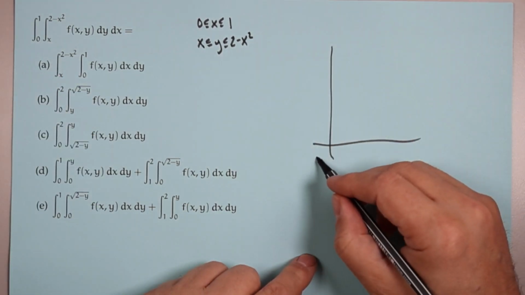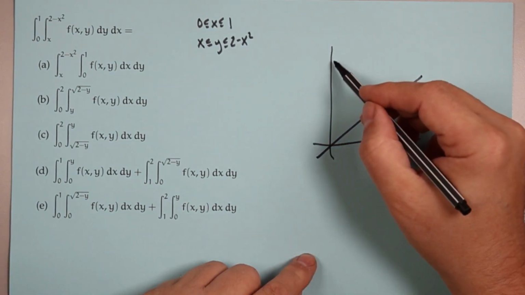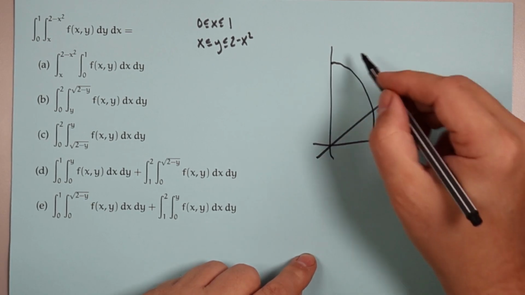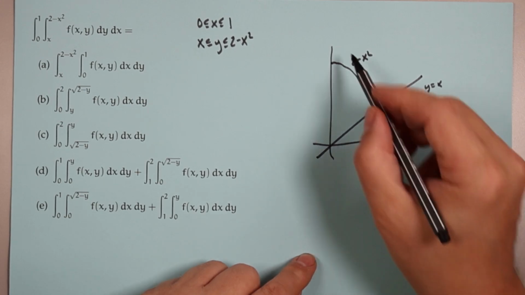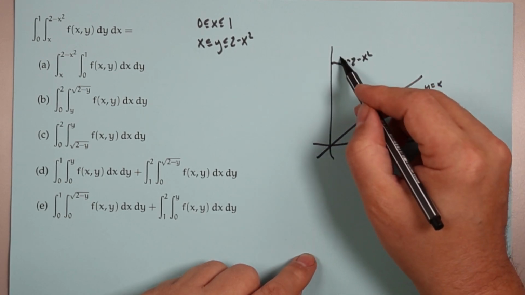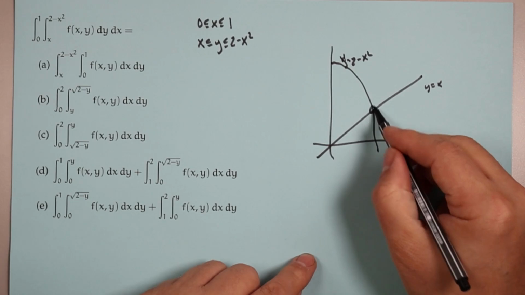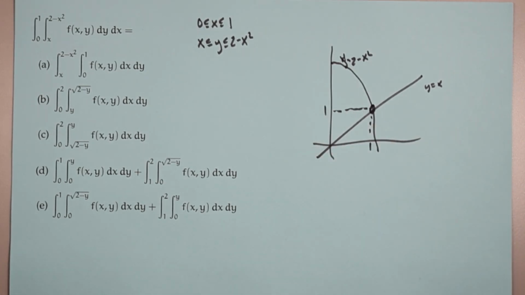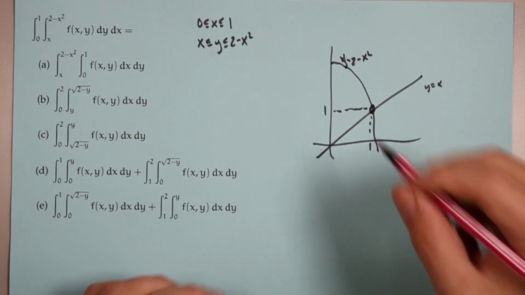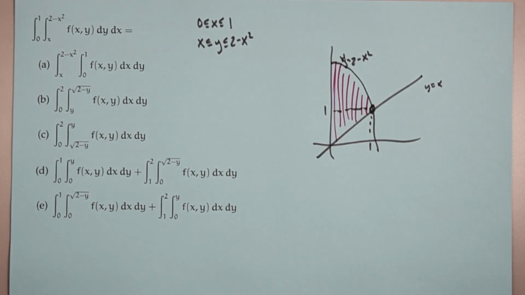All right, so, well, y equals x. That's easy to sketch. 2 minus x squared, something like this. And where do they intersect? Well, if you plug in x equals 1, you get 1 and 1. So my picture's not great, but this is at 1 and 1. And currently, how are we slicing? Well, we're going from 0 to 1, top to bottom, right? So that's the current one.